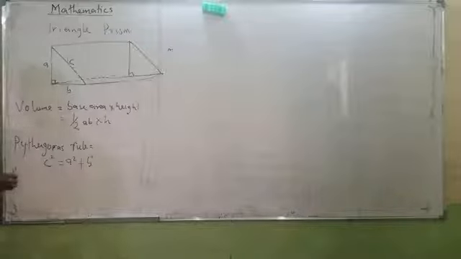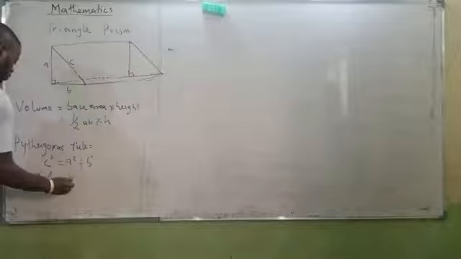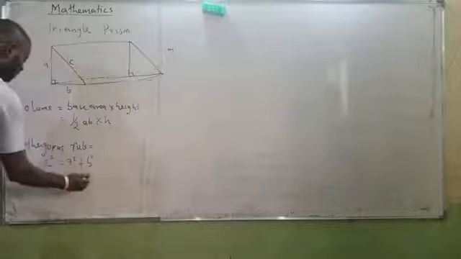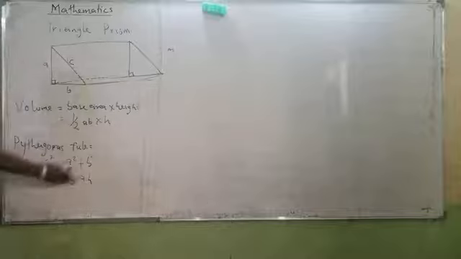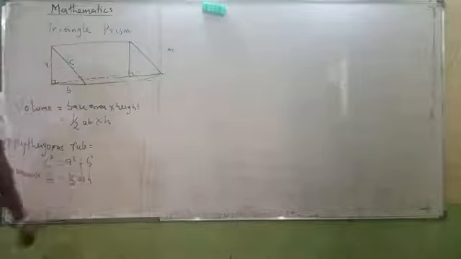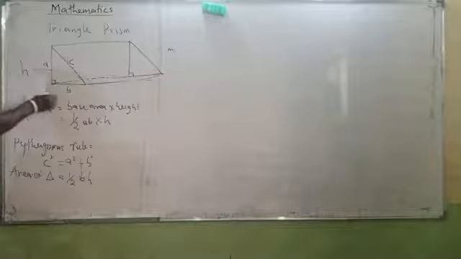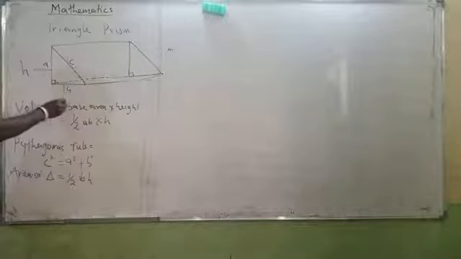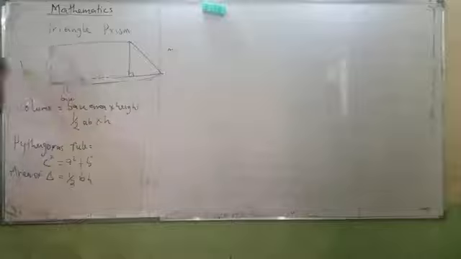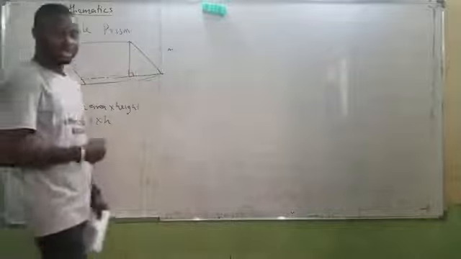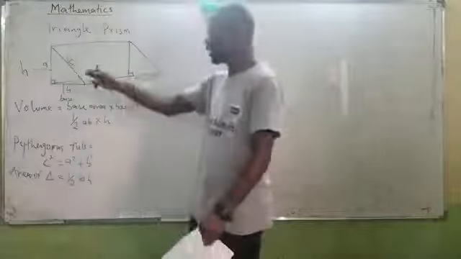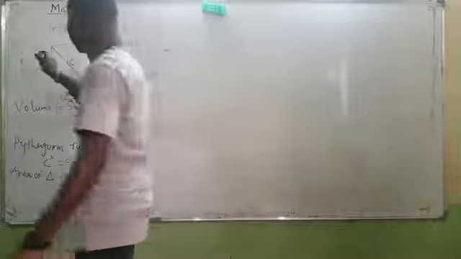Don't forget that the area of a triangle is one half base times height. Now, can you see that base times this is also known as height? This is also known as what? Base. Take note of that. That is why I said this is not actually needed. You can only need it to find what? And to find the volume, you need this.